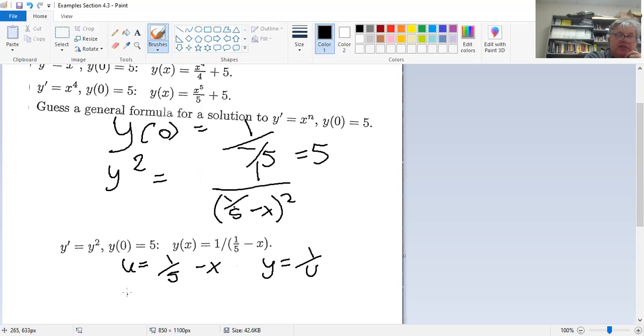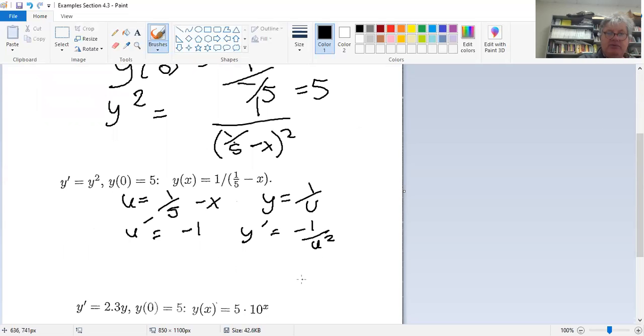So the derivative of u is going to be minus 1. That's the slope there. And the derivative of 1 on u is going to be minus 1 on u squared. Okay. The chain rule says we multiply those two things together. So we get the derivative is going to be 1 on u squared. So this y prime here, of course, is dy du, not dy dx. And 1 on u squared, and of course, u was 1/5 minus x. So we see indeed that y prime equals y squared is the solution to this equation.